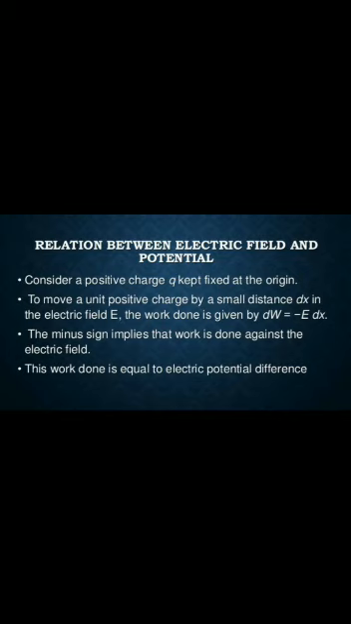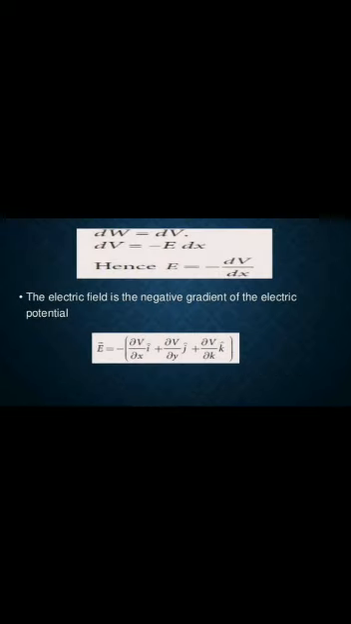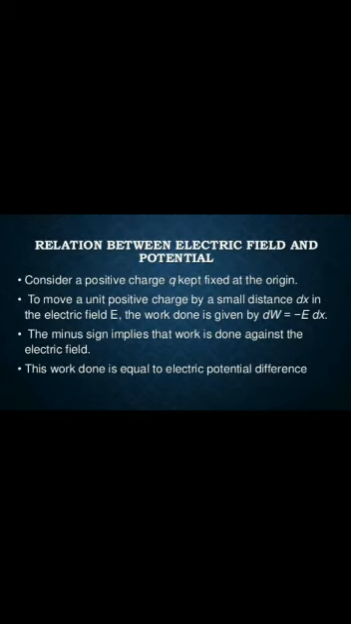We also know that work done is equal to the electric potential difference. So I can write dW, the work done, as equal to the electric potential difference dV. But we already know that dW = −E·dx. So in place of dW, I replace dV, and my formula becomes dV = −E·dx. On rearranging this, I get E = −dV/dx.